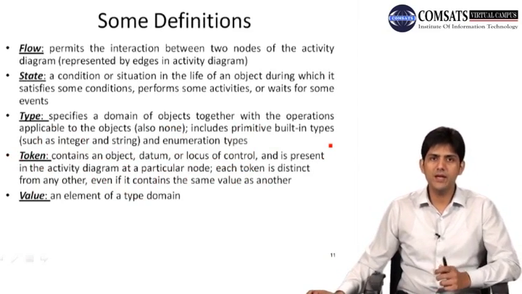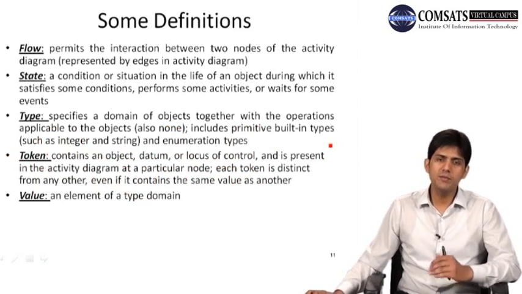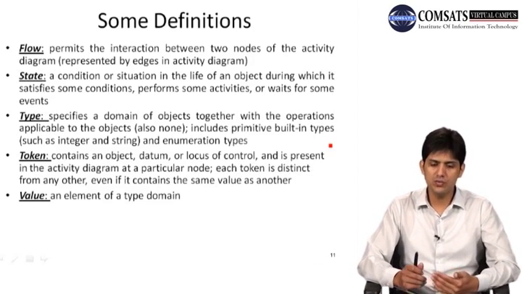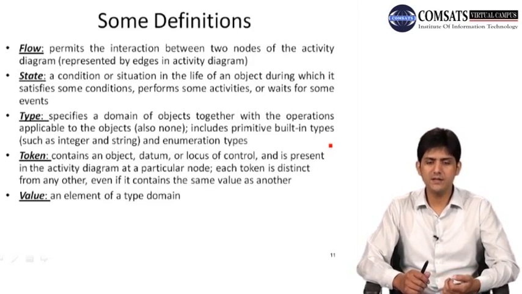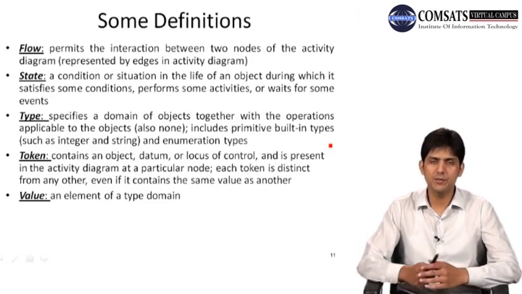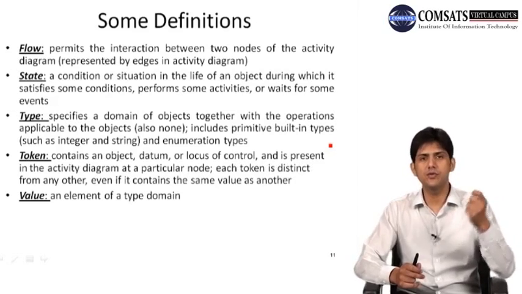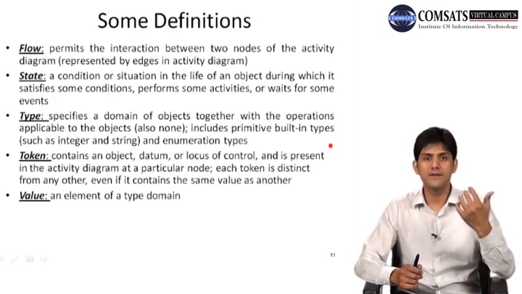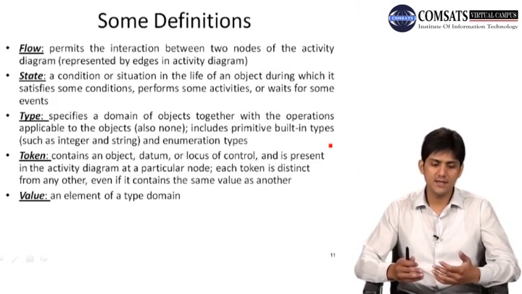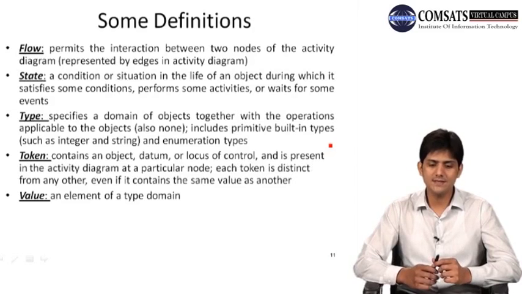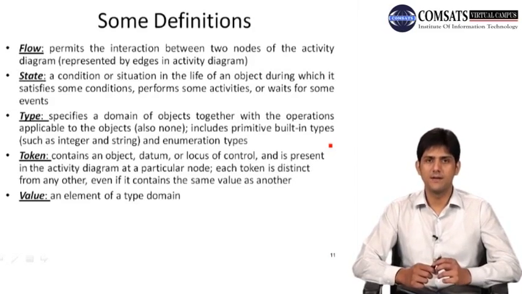Before we get to that, let's have some definitions. What do we mean by a flow in an activity diagram? Flow permits the interaction between two nodes of the activity diagram, represented by edges. So all the edges in the activity diagram are flows. They represent flow of data, as we discussed, between different activities. And what is a state? State is a condition or situation in the life of an object during which it satisfies some conditions, performs some activities, or waits for some events.